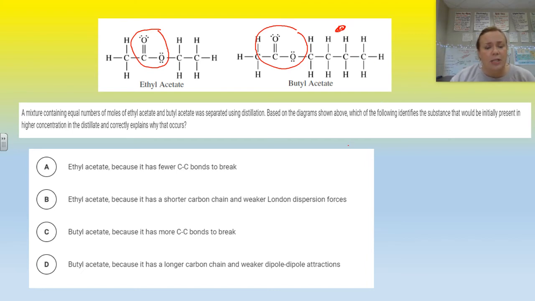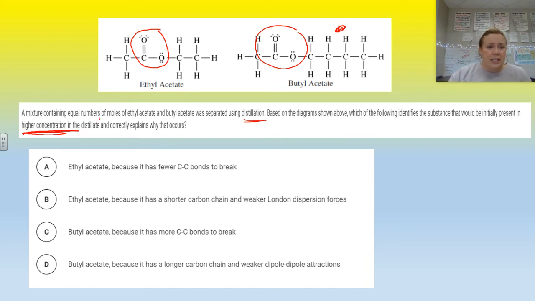Okay, that's great, but let's figure out why. So we have a mixture containing equal moles of ethyl acetate and butyl acetate, and they are separated using distillation. Based on the diagrams above, which of the following identifies the substance that would be initially present in higher concentration in the distillate, and correctly explain why that occurs?